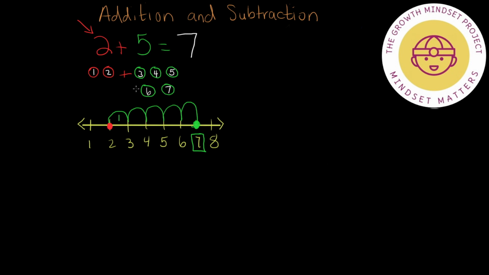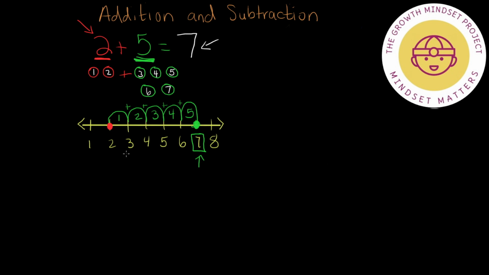So here's our first jump. Okay, here's our second jump. We're plussing. Here's our third jump. Here's our fourth jump. And here's our 5th jump. So look at that. We started at 2. We jumped 5 jumps. Look at that. We added 5 apples. And we have a 7 here. So 2 plus 5 equals 7.